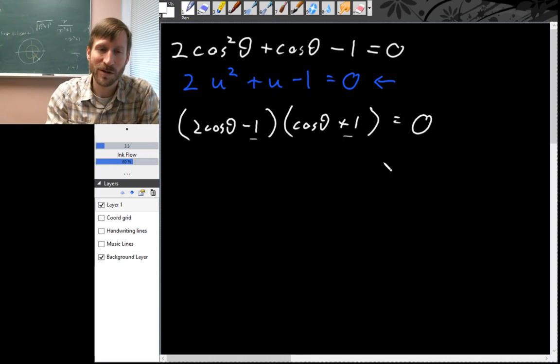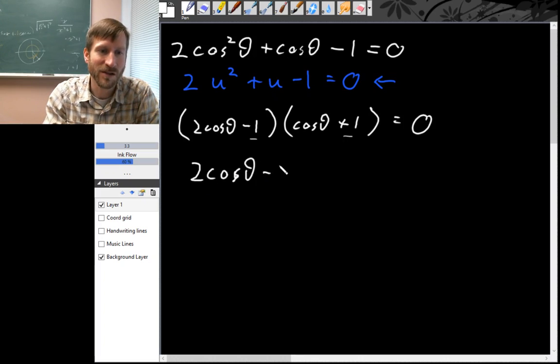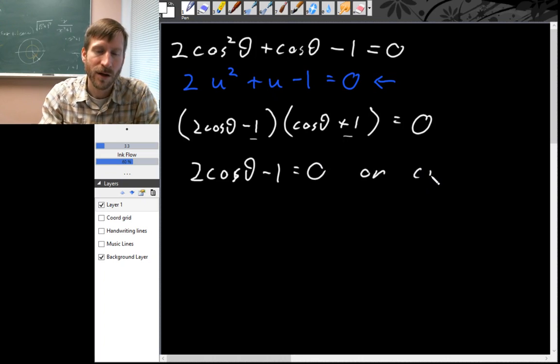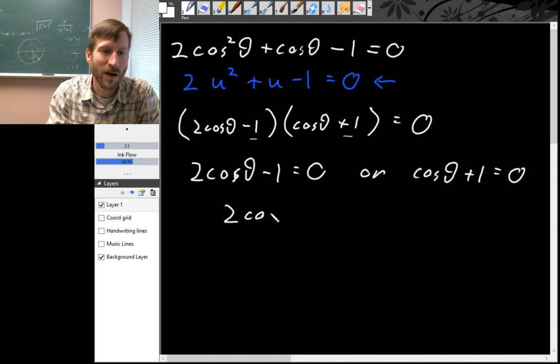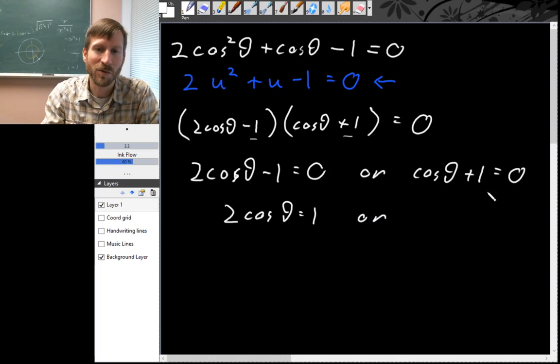And since we have a 0 on the right-hand side, we can use the zero product property. So 2 cosine theta minus 1 equals 0, or cosine theta plus 1 equals 0. And now we can solve each of these independently. So for this first one, we're going to add 1 to both sides. So 2 cosine theta equals 1. And for the second one, we're going to subtract 1 from both sides. So cosine theta equals minus 1.